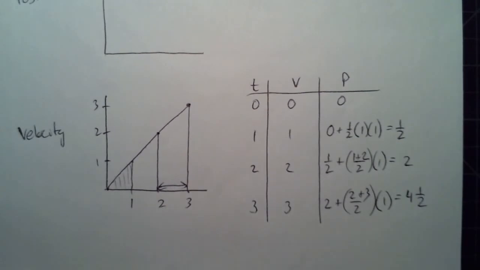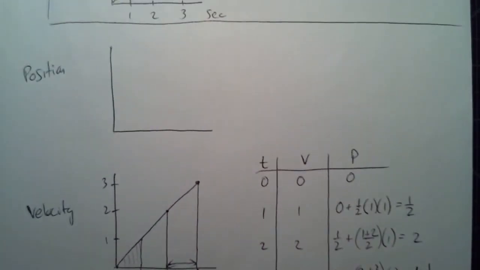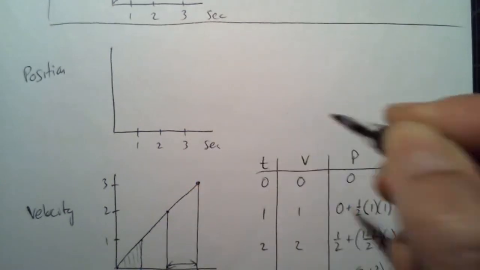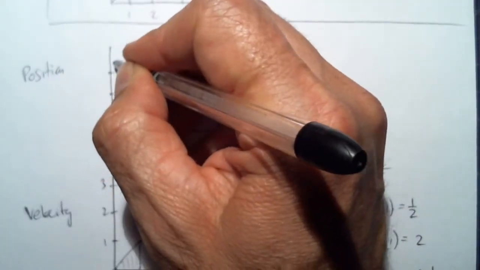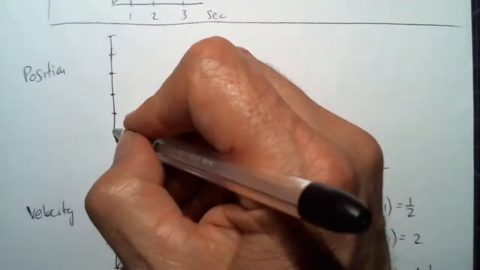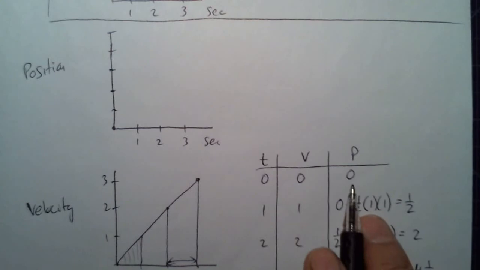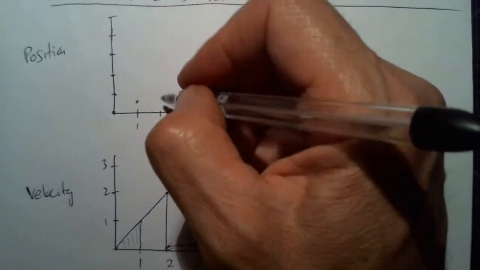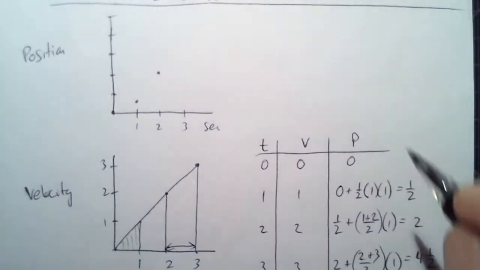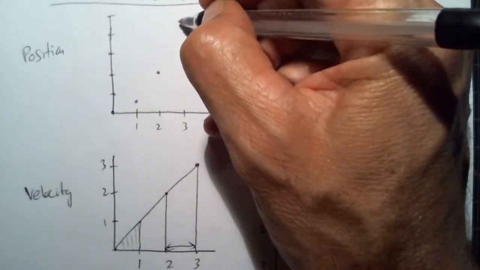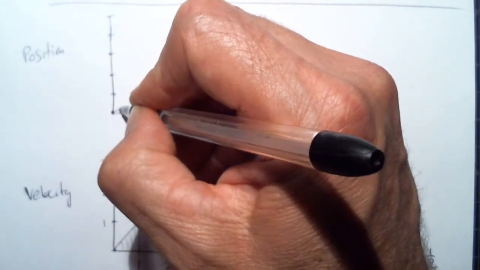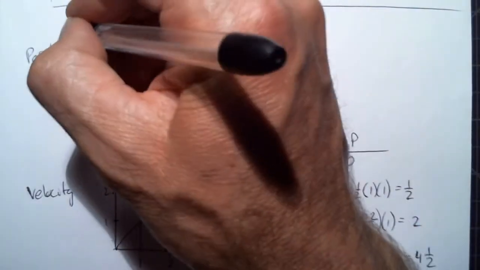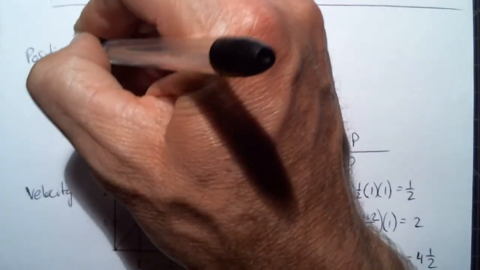So we have found positions, and now we can just graph those, and we'll have the position graph. Seconds, and then we're going to do 0, 0. I'm reading time 0, position 0. Time 1, position 1/2. At time 2, position of 2. At time 3, position of 4.5. This goes up to 5, and that's just in feet.